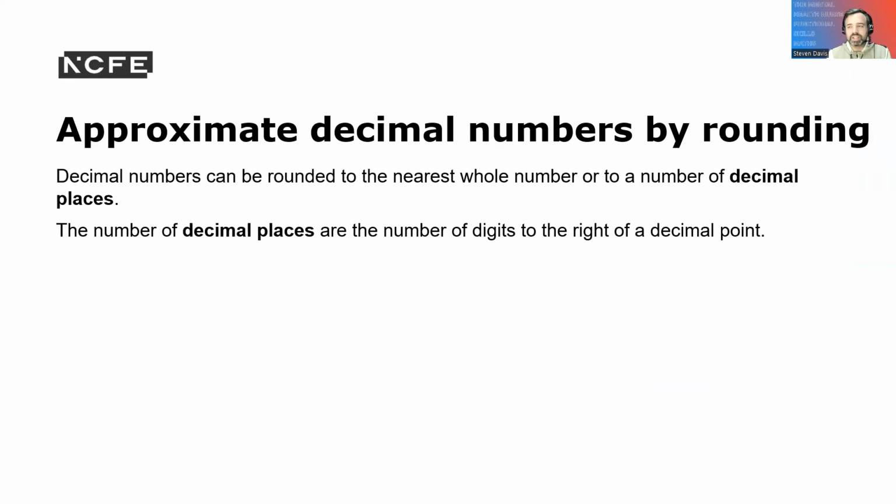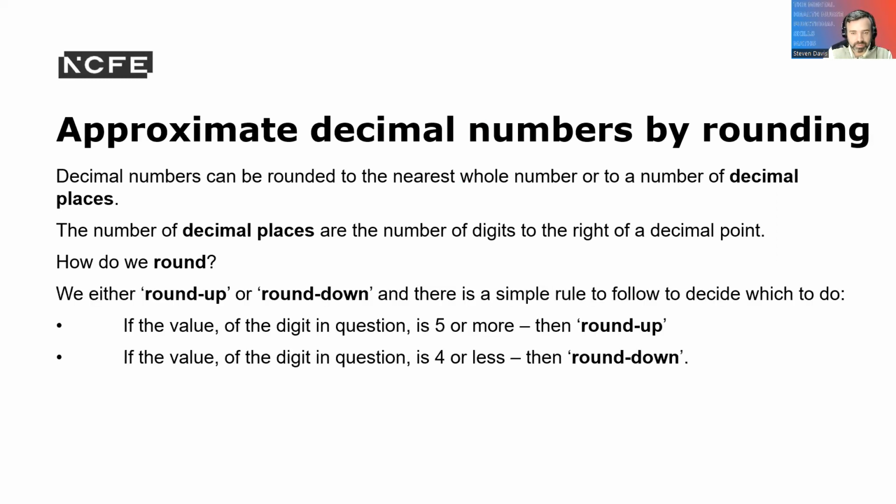So approximate decimal numbers by rounding. Decimal numbers can be rounded to the nearest whole number or to a number of decimal places. The number of decimal places is the number of digits to the right of the decimal point. How do we round? We either round up or round down, and there is a simple rule to follow to decide what to do. If the value of the digit in question is 5 or more, then we round up, or if the value of the digit is 4 or less, then we round down.